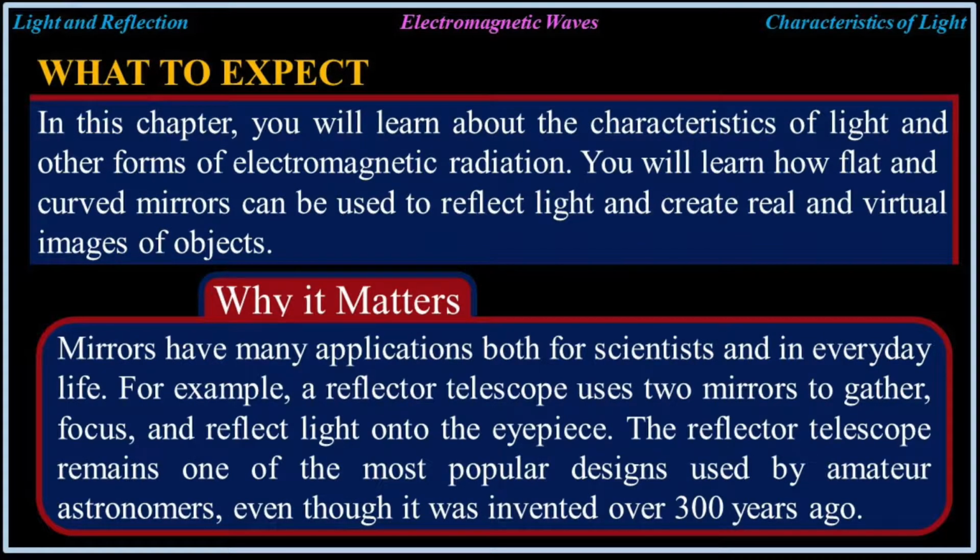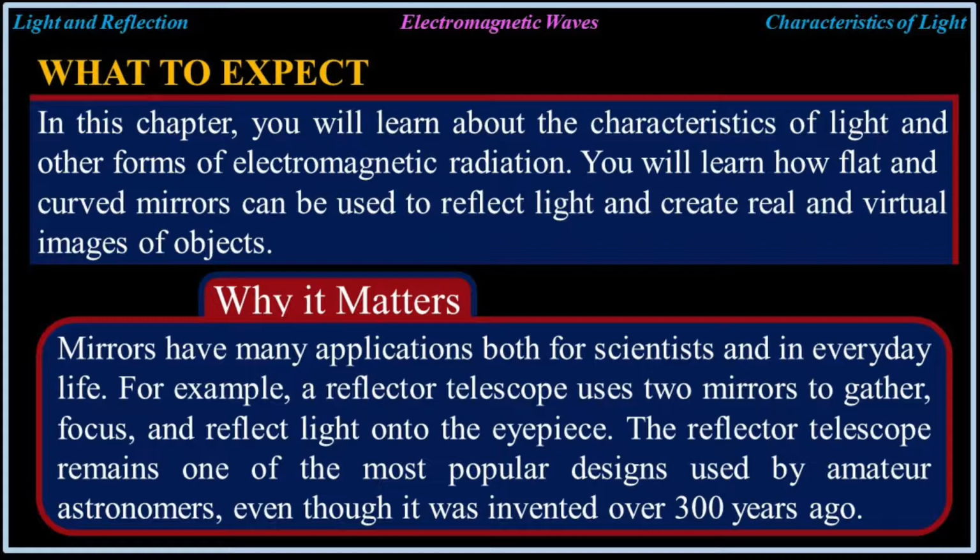What to expect. In this chapter, you will learn about the characteristics of light and other forms of electromagnetic radiation. You will learn how flat and curved mirrors can be used to reflect light and create real and virtual images of objects. Why it matters. Mirrors have many applications both for scientists and in everyday life.